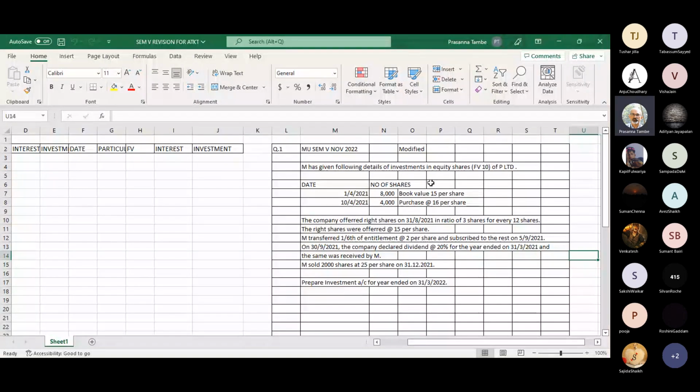And then subsequently there is a dividend declaration in the month of September, and there is a sale of shares in December. Okay, so these are the basic transactions. We'll start working on it.